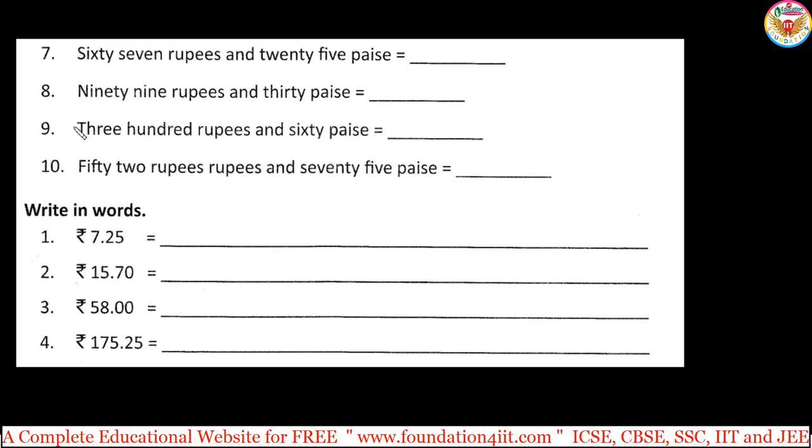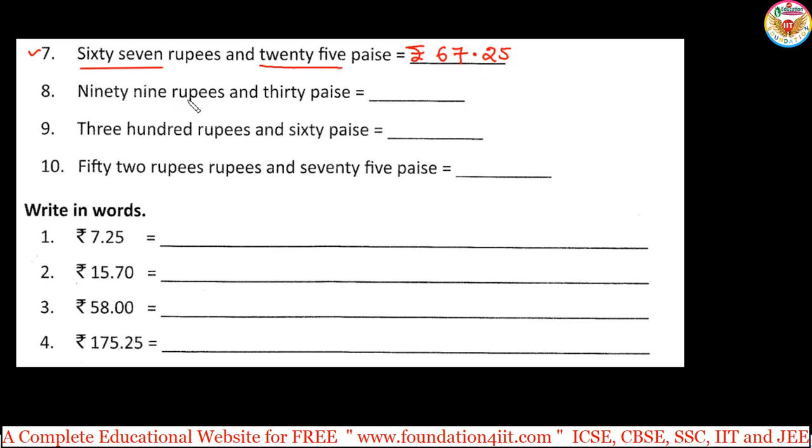Okay, let us see this first, which I am showing here. The seventh one, 67 rupees and 25 paisa. Up to rupees 67, so they should write 67, the rupees symbol, 67 rupees. So 67 point. And paisa, how much? 25. So they should write 25, because 100 paisa is 1 rupee. So that's it, 67.25.